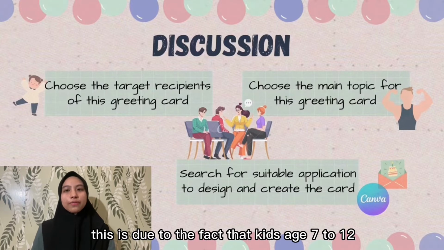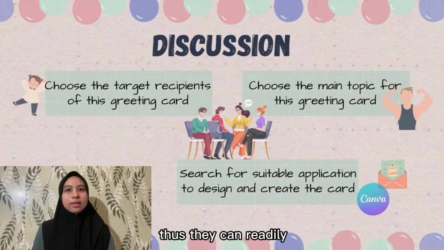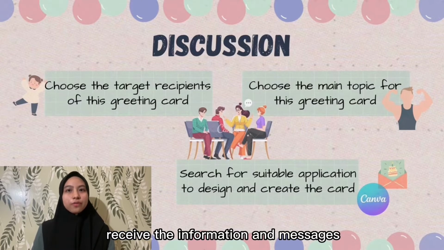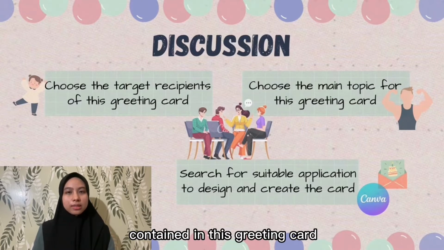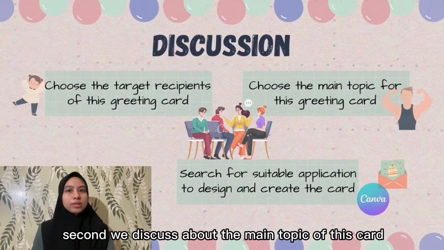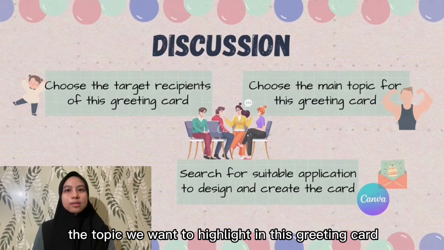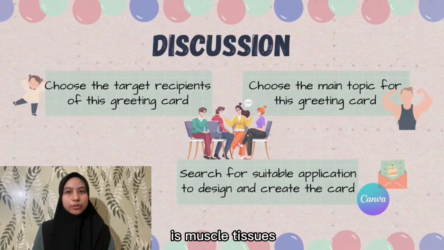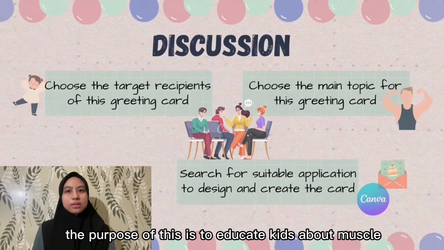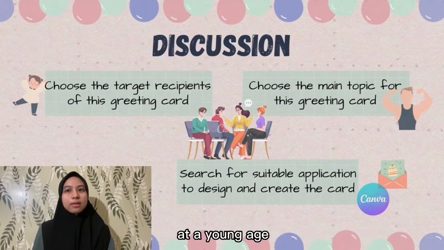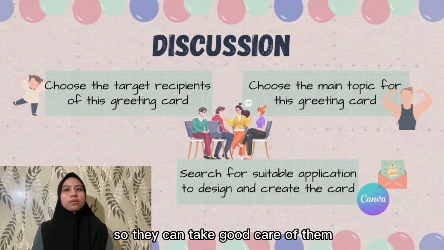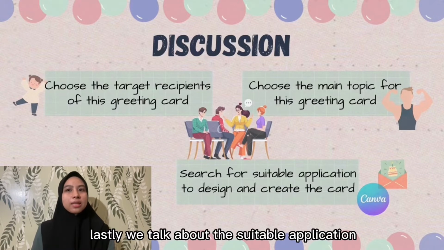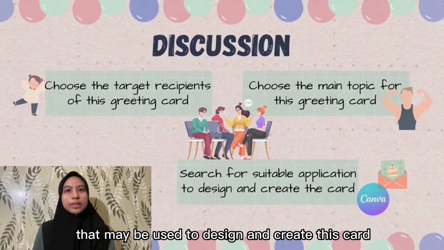This is due to the fact that kids aged 7 to 12 can already read. Thus, they can readily receive the information and messages contained in this greeting card. Second, we discussed the main topic of this card. The topic we want to highlight in this greeting card is muscle tissues. The purpose of this is to educate kids about muscle at a young age so they can take good care of them. Lastly, we talked about the suitable application that may be used to design and create this card.